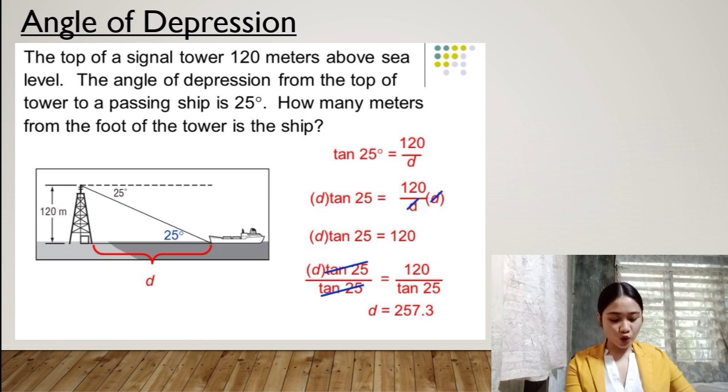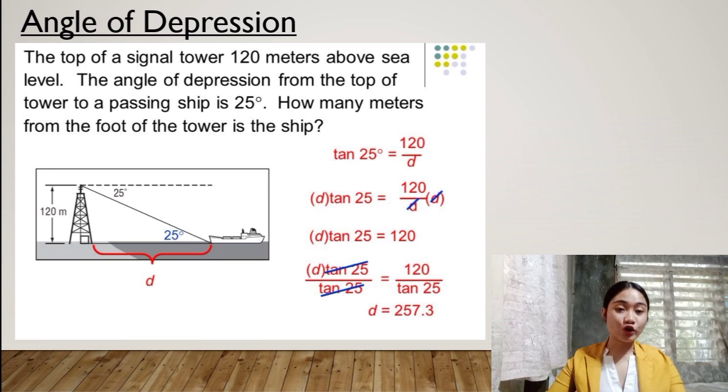Again, we are going to use the scientific calculator to get the answer. So, 120 divided by tangent 25. So, we have the distance of the tower from the ship is 257.3 meters. Okay, are we clear?